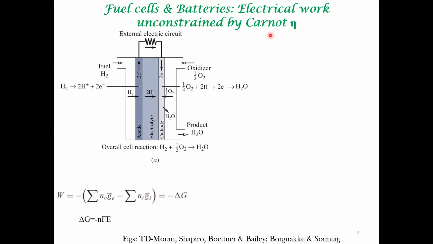Okay, so the most common fuel cell is the hydrogen fuel cell. You might have heard something called PEM fuel cell. Okay, polymer electrolyte membrane fuel cell, or proton exchange membrane fuel cell. PEM fuel cell, that's what it means. So typically, what is the fuel? Hydrogen is the fuel and oxygen is the oxidizer.